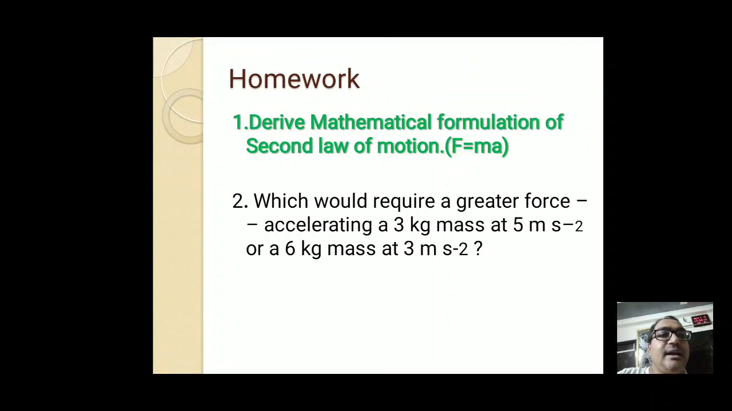So at the end, I am giving you these two questions. Question number 1: derive the mathematical formula of the second law of motion, that is F is equal to ma. And the second question is a sum that you have to solve: which would require a greater force, accelerating a 3 kg mass at 5 meter per second square or a 6 kg mass at 3 meter per second square?